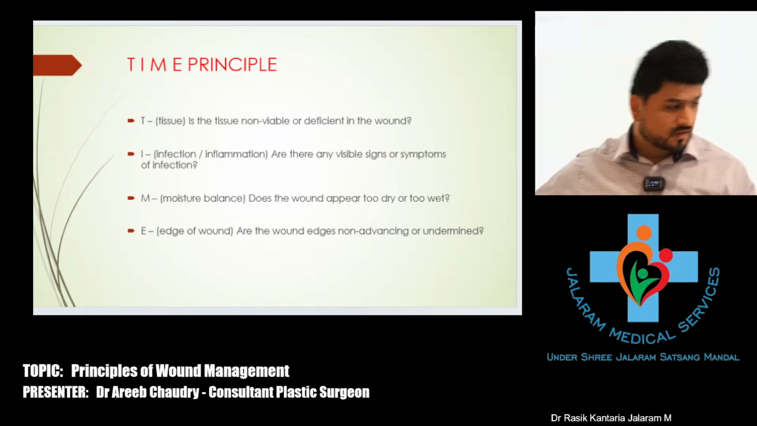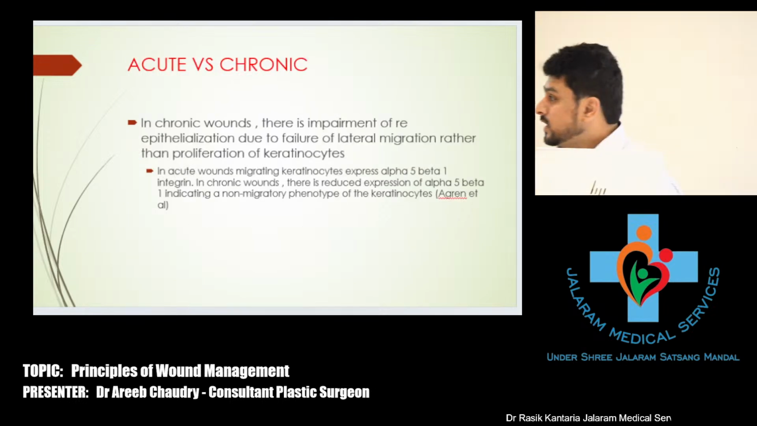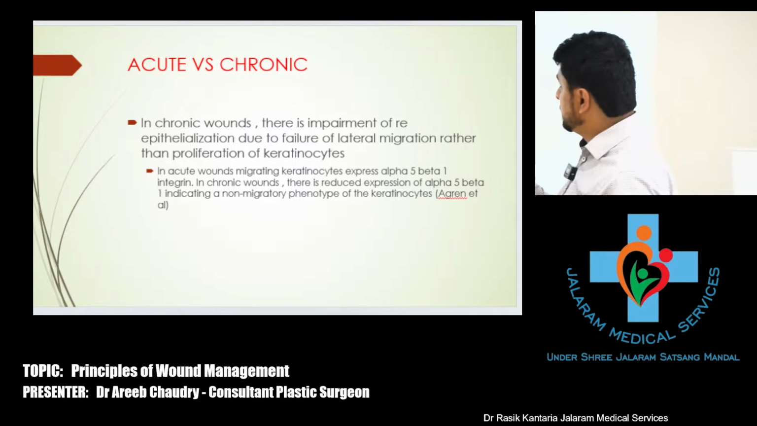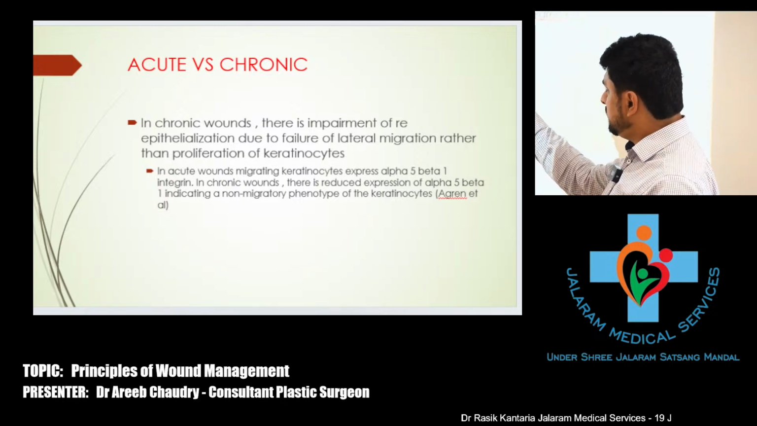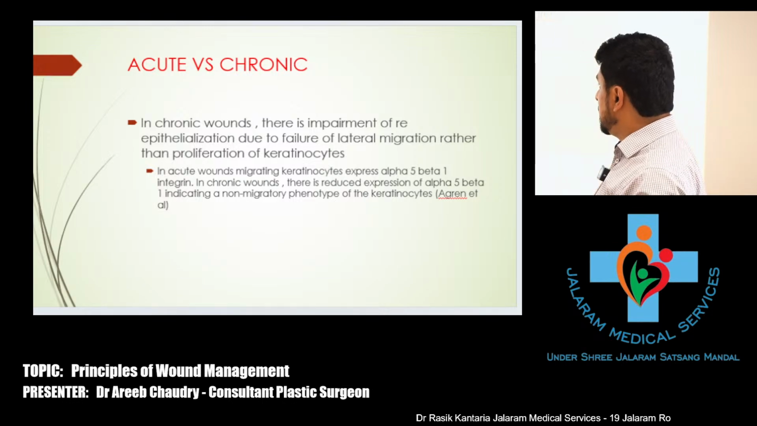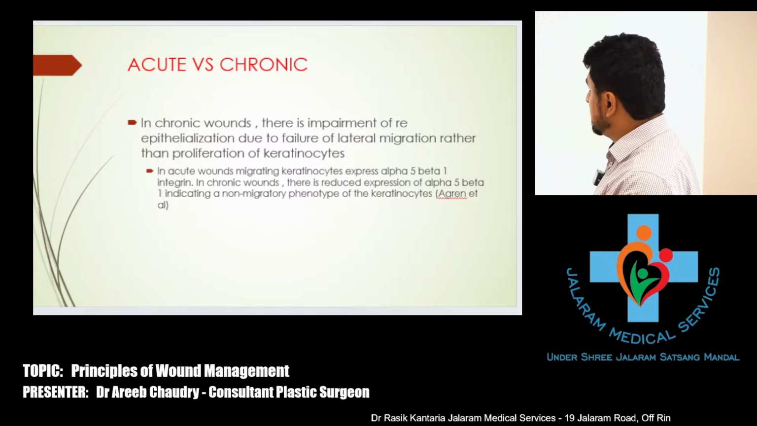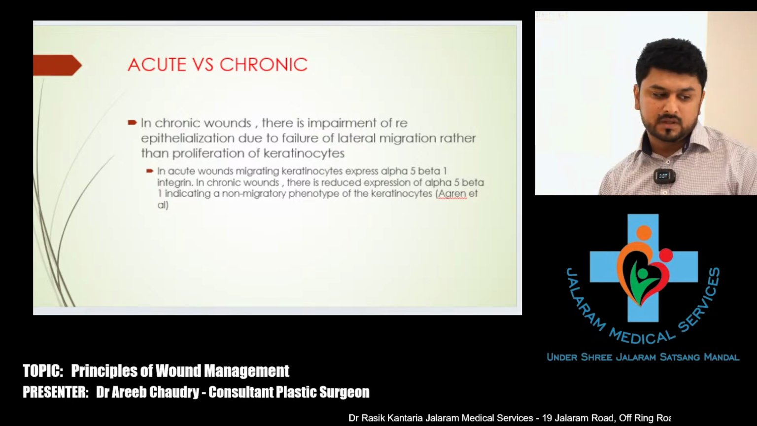So if there's a slide that you need to go home with today, this is the one. Again, acute versus chronic, these are some things that we mentioned. In acute wounds, you have expression of alpha-5 beta. In chronic wounds, you have suppression of that. So that's why it's stuck and it will never epithelialize. All right.